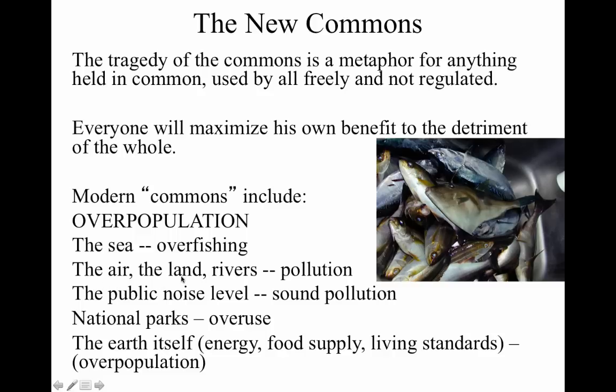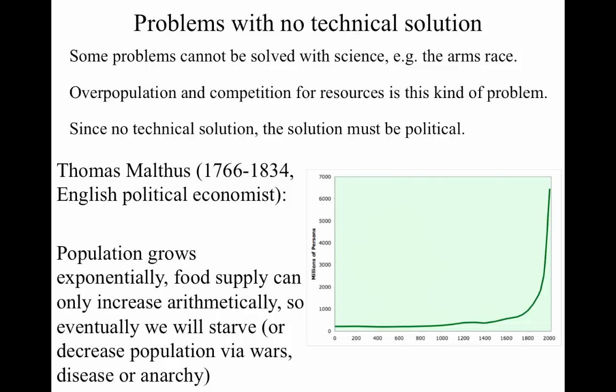Air, land, and rivers, we all think of them as being common to all of us, so you wind up with pollution. Public noise level, you get sound pollution. National parks are overused, and the earth itself, the whole earth, could be a victim of the tragedy of the commons.